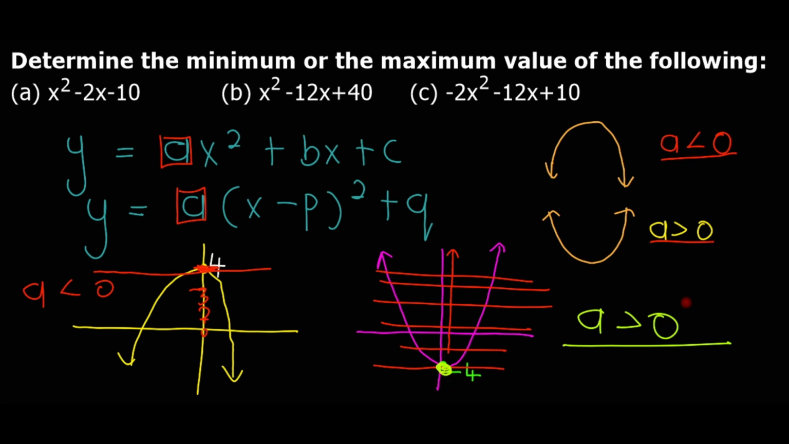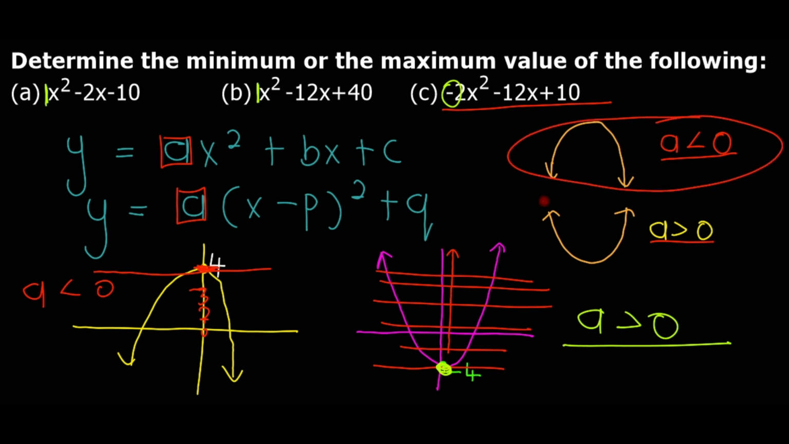So now the question is: determine the minimum or the maximum value of the following. When you determine the minimum or the maximum, the first thing is to look at your coefficient. Here the coefficient is positive, and here it's negative. Because the coefficient is negative, this graph will have this shape.